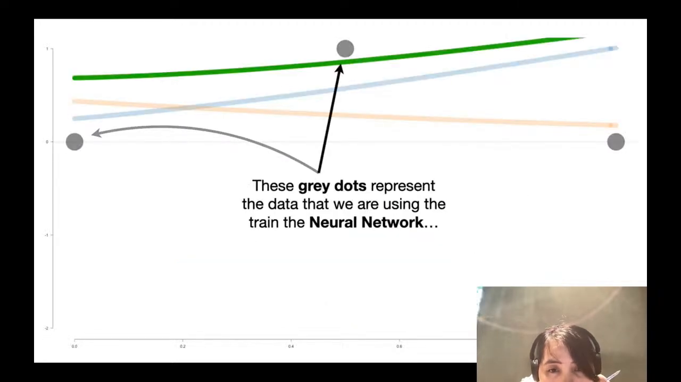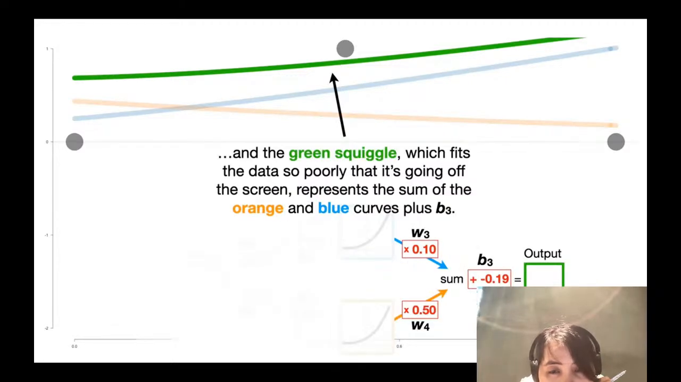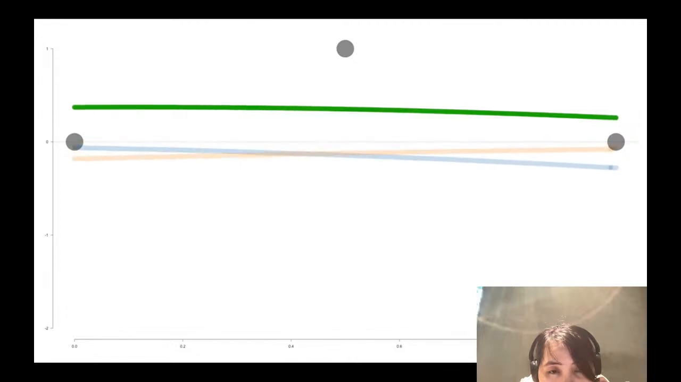These gray dots represent the data that we are using to train the neural network, and the orange and blue curves represent the orange and blue curves. And the green squiggle, which fits the data so poorly that it's going off the screen, represents the sum of the orange and blue curves plus b sub 3. Now, watch how gradient descent fits the green squiggle to the data after 450 steps.